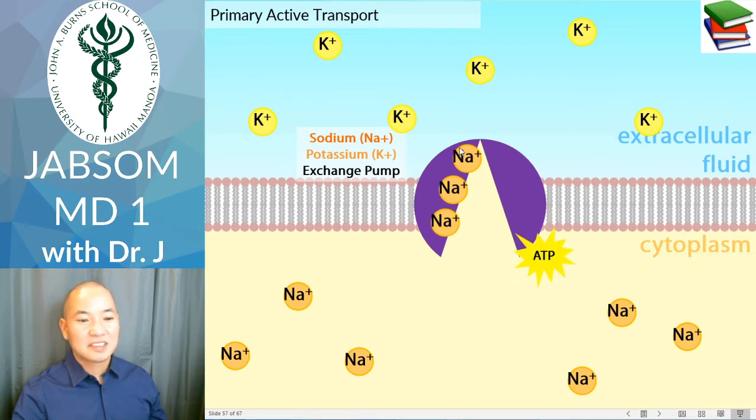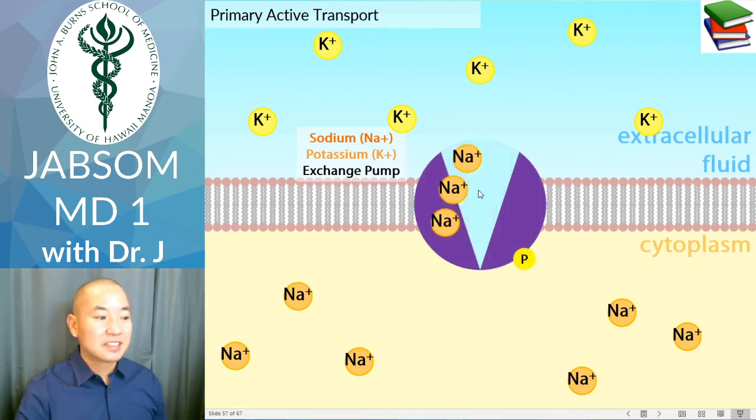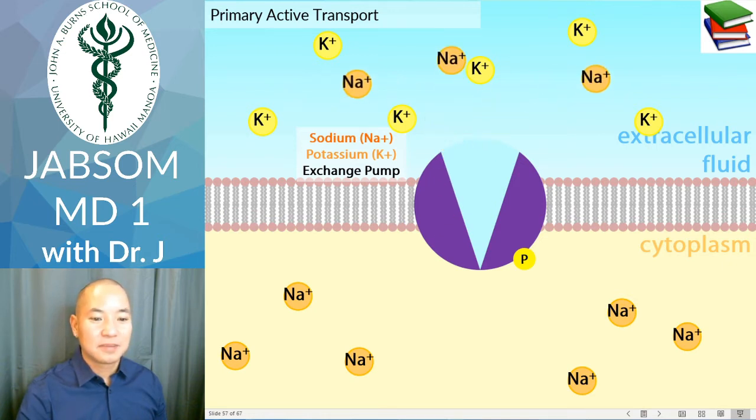ATP is going to cause a change in the conformation and shape of the sodium potassium exchange pump. So it loads the 3 sodiums from the inside of the cytoplasm, and then it changes shape. And with this conformational change, the exchange pump is going to release the sodium ions into the extracellular fluid.